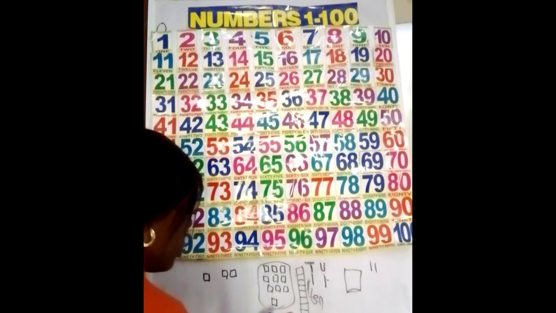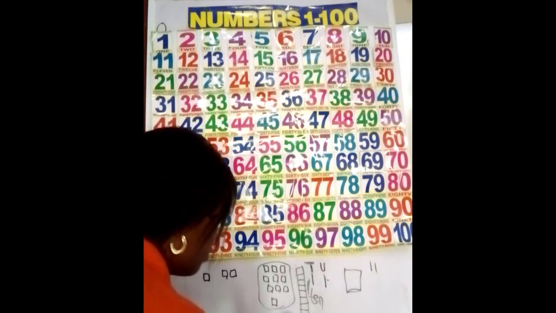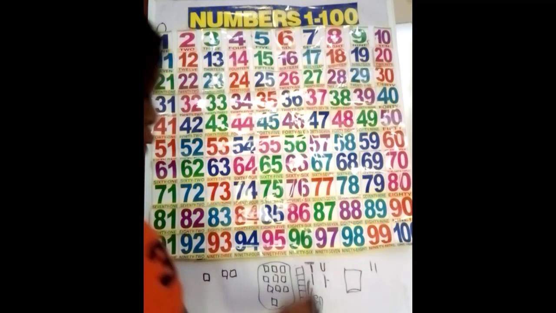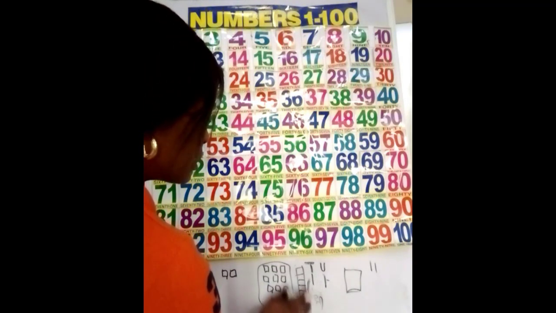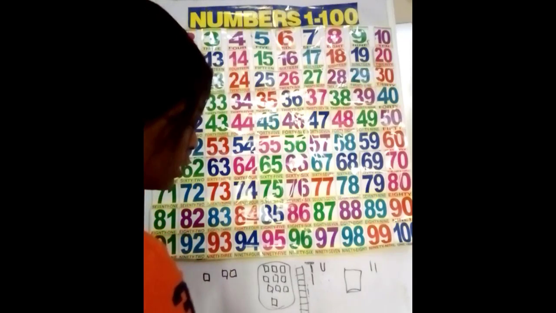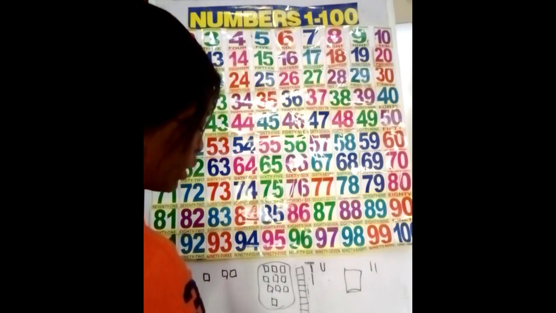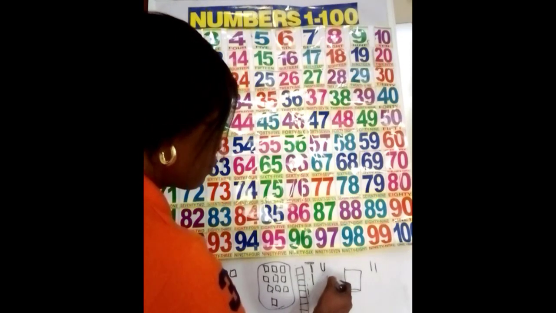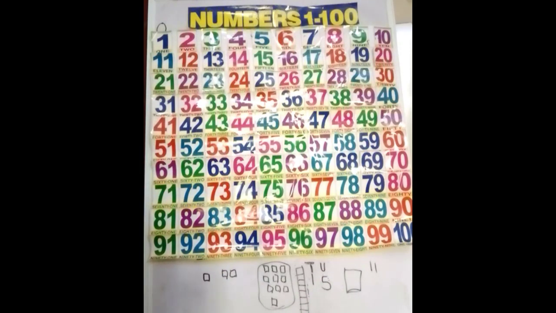Now let's add 5 units to our 10. You have a column of 10 already, you add 5 units. You have one column of 10, still 10. And how many units here? 1, 2, 3, 4, 5. You have 5 units. And that number is 15. 10, 5 units is 15.